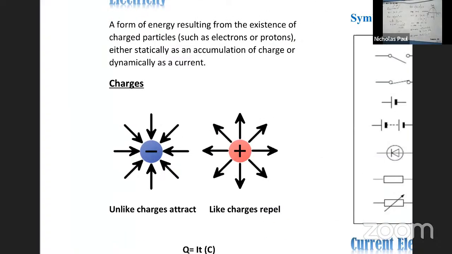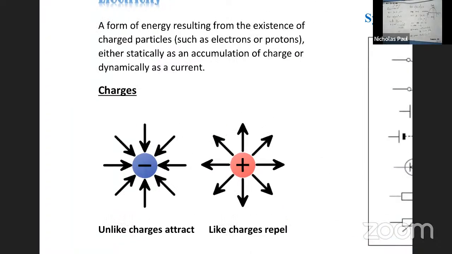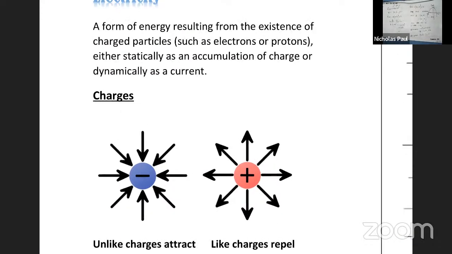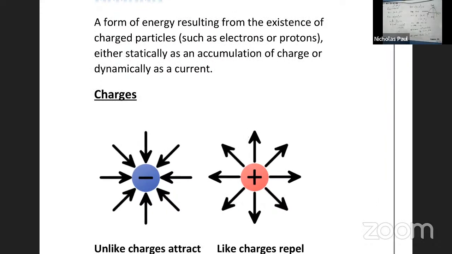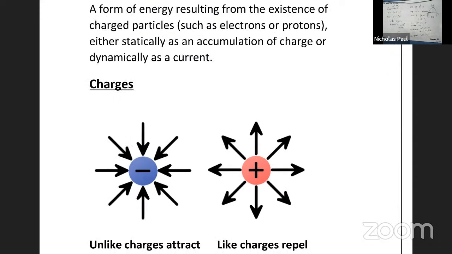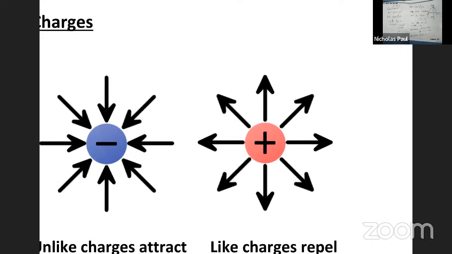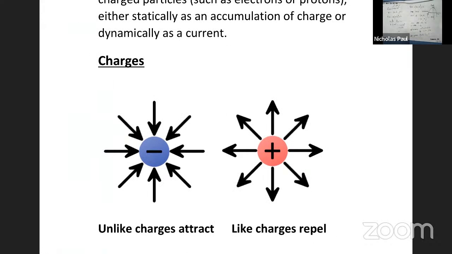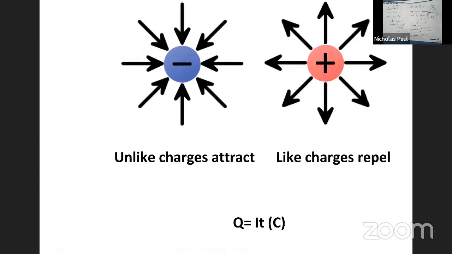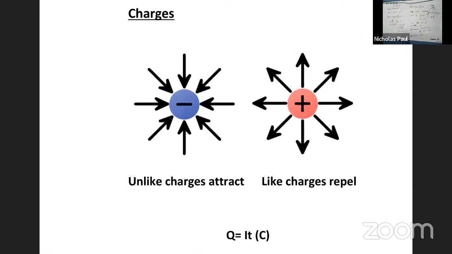Electrostatics, first thing is static charge: a form of energy resulting from the existence of charged particles, such as protons or electrons, either statically as an accumulation of charge or moving dynamically as current, right? So you have two charges, plus and minus. For a negative charge, electric field lines move towards it. For a positive charge, electric field lines move away. That's okay, right? Unlike charges attract, like charges repel.